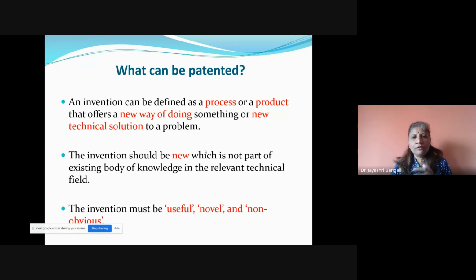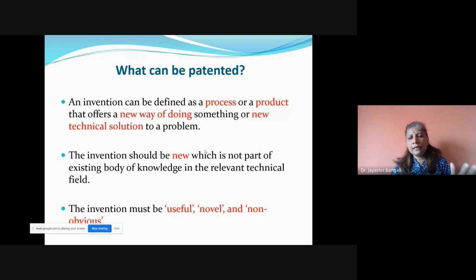An invention, if you want to define it, can be defined as a process or product that offers a new way of doing something or a new technical solution to a problem. It should be new. That is the basic condition. The invention should be new, which is not part of the existing body of knowledge.